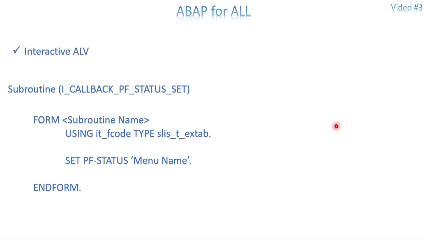Sometimes the business needs an extra button for extra functionality to be performed, which is not part of the standard ALV menu options. In that case, we need to add a custom menu.